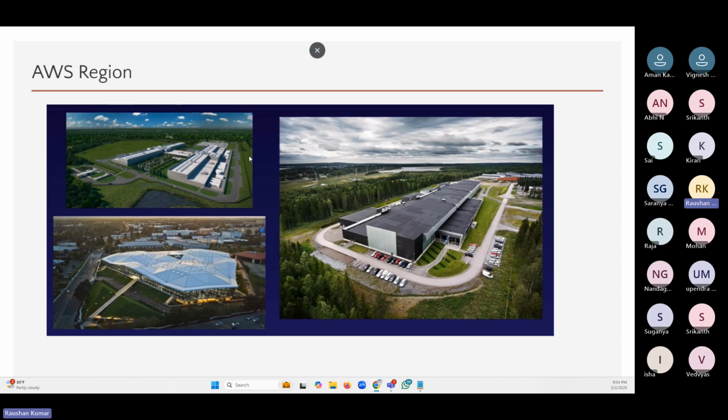Now these AZs are distance apart. Think of Mumbai or Hyderabad, these regions are distance apart. Some 150 miles, 200 kilometers apart. Why do they have it? Let's say if a flood comes, if all are nearby, all the data centers will be flooded and you'll have downtime. Because flooding, earthquake, you cannot help with those things. You will have downtime, services will not be operational, and all those things will happen.